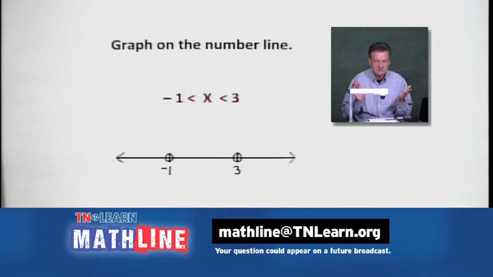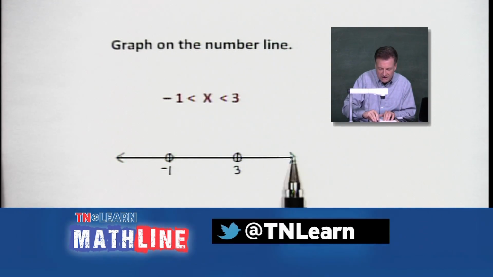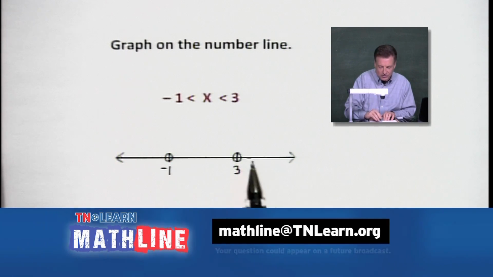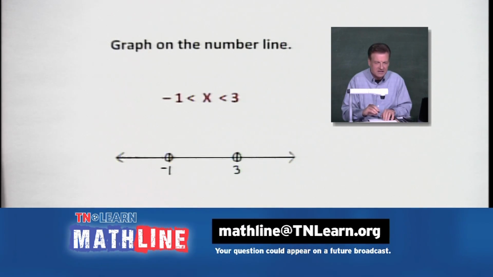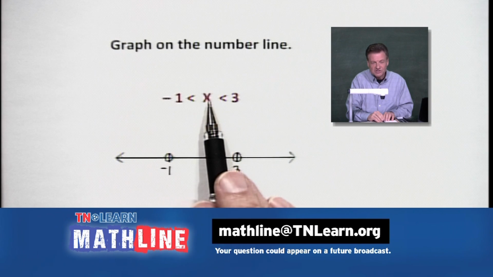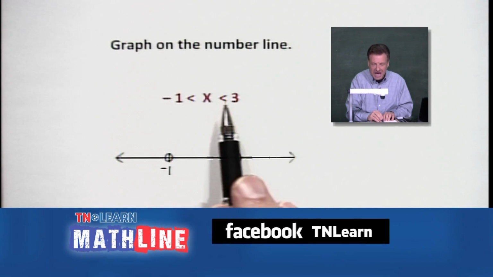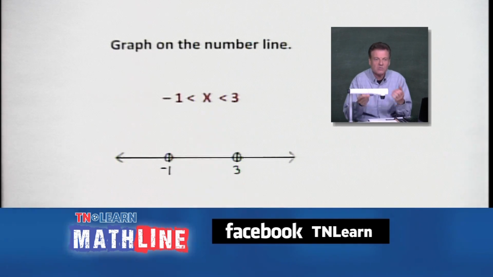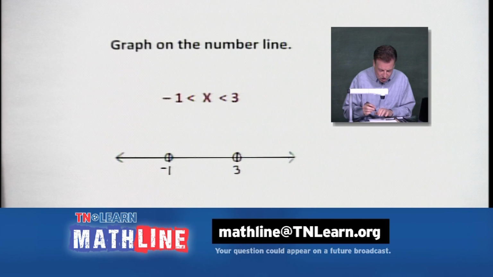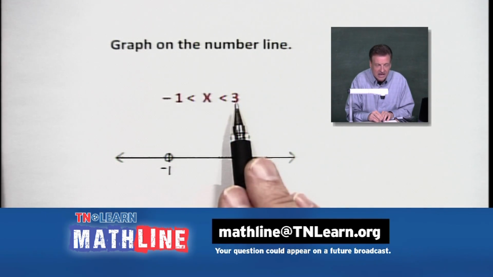Where do we shade? Because I basically just said if it's greater than -1, it's all the way over there. If it's less than 3, it's all the way back this way to the left. So we just shade everything? This is an and. We're basically looking for the values of x where they are greater than -1 but less than 3. So in other words, they've got to work together. This has got to happen at the same time. So where do we have numbers like that? Basically, we're saying x is somewhere between -1 and 3.